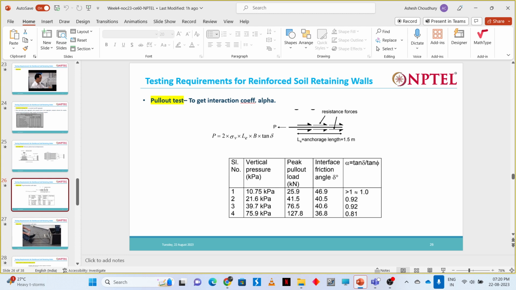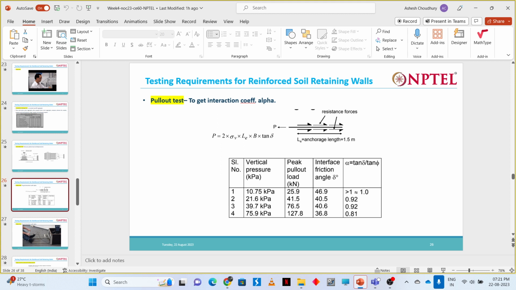And then we have the pull out test. In the pull out test, we put the reinforcement between the soil, and we apply some load, pull out load, and as we increase the load, a point will come when the reinforcement will completely come out. That will give the peak pull out load. So here you can see at various vertical pressures, obviously this peak pull out load is going to be different, right?